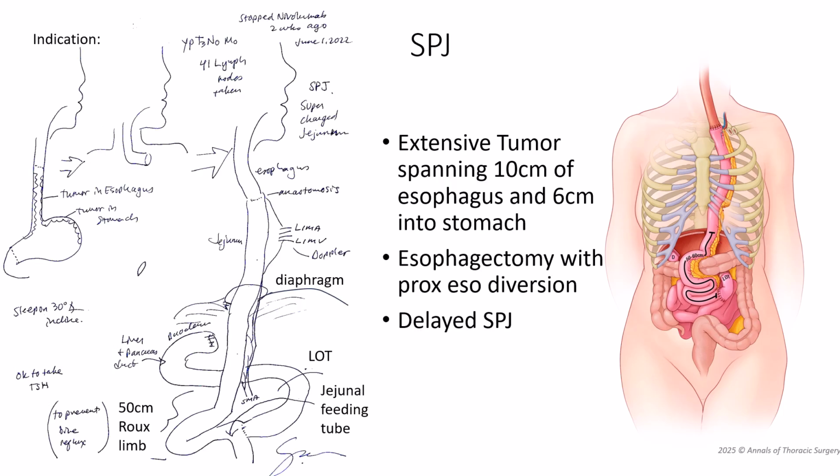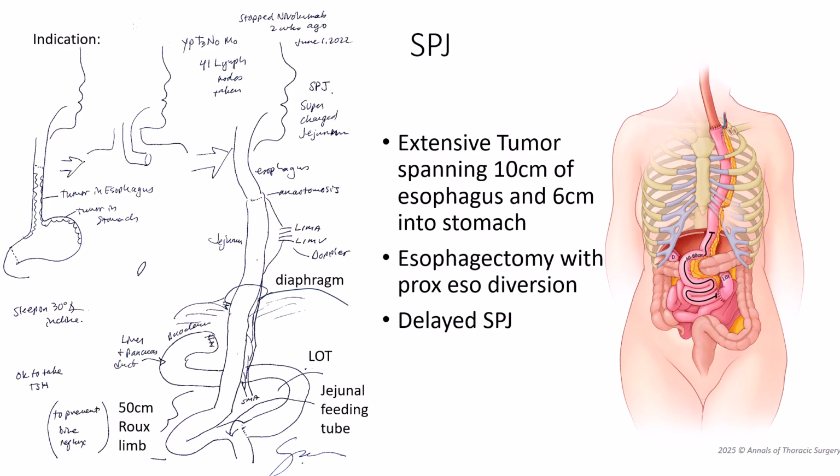This is a patient who presented with extensive tumor spanning 10 centimeters of the esophagus and 6 centimeters into the stomach, requiring esophagectomy and gastrectomy. The patient underwent esophagectomy with proximal esophageal diversion. We gave adjuvant nivolumab therapy, gave the patient 6 months to recover, and then performed a delayed supercharged pedicle jejunum, as can be seen in the illustration to the left.